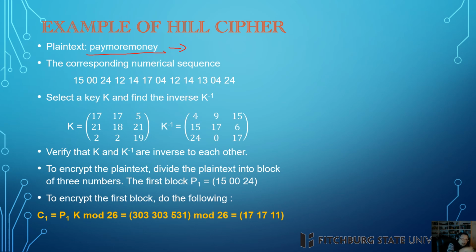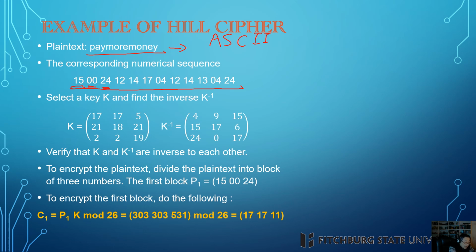Now we can encode the text with various different techniques. The widely used one is called ASCII code. So you can easily encode the English letters into numbers. This is the encoding we have. P is converted into 15, A is 0, and Y is 24. So we can encode each letter into a number.